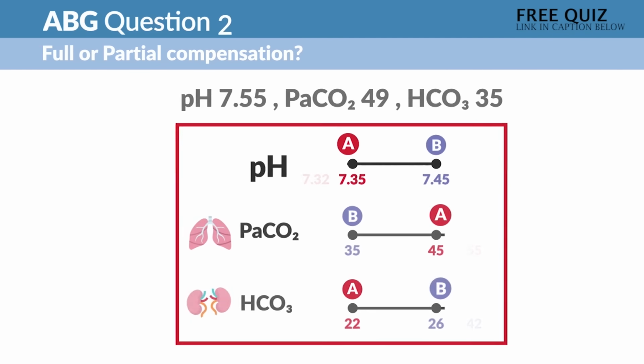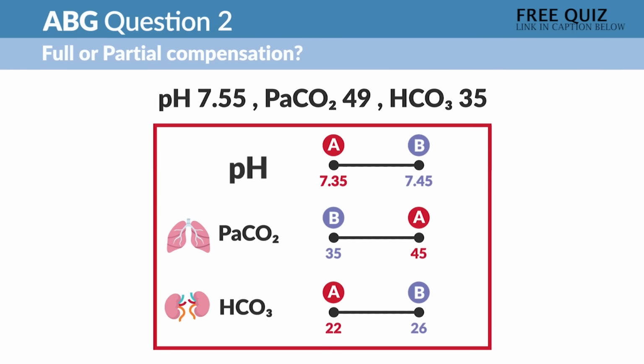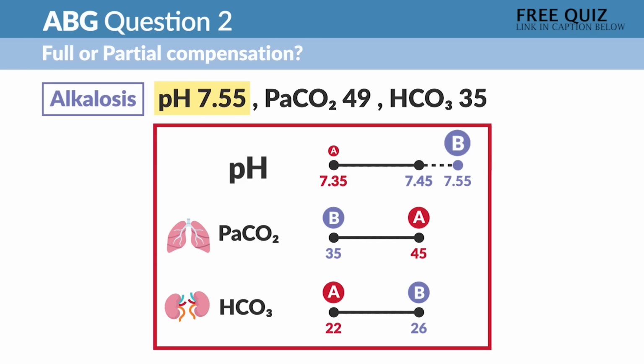Now, ABG question number 2, pH that is 7.55, CO2 of 49, and a HCO3 of 35. We're filling out the marching band suit. So step number 1, what is our pH that is primary? 7.55. So that's B, that is base, alkalosis. Step number 2, we're going to find our base match here.